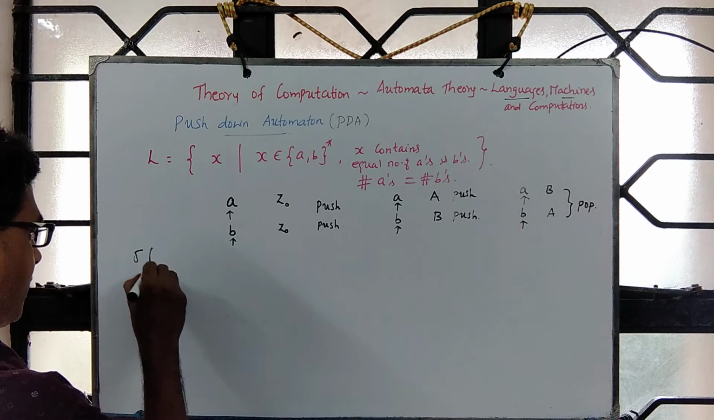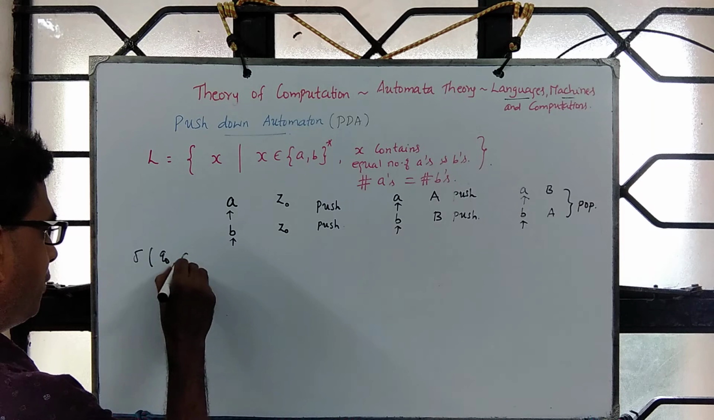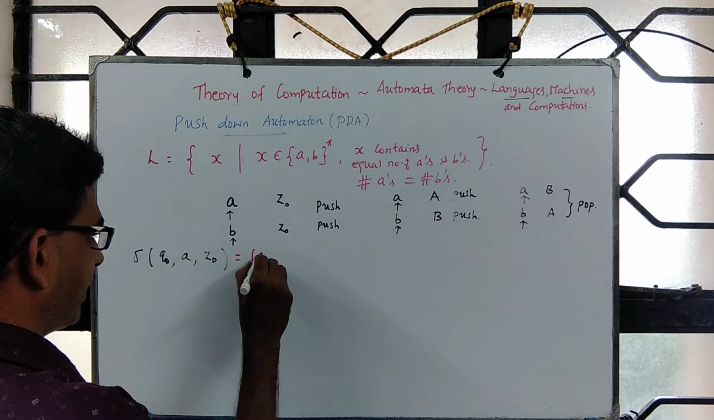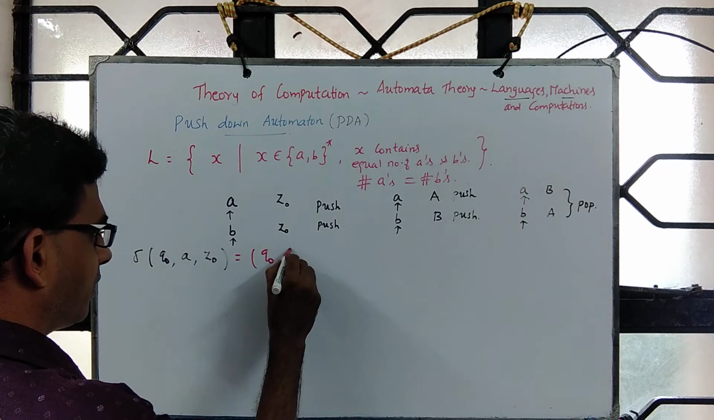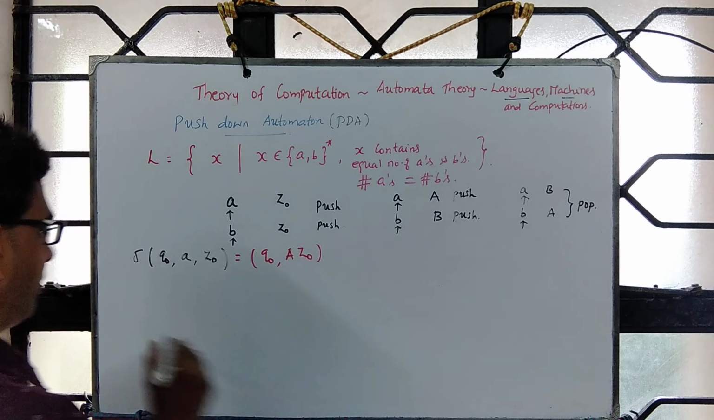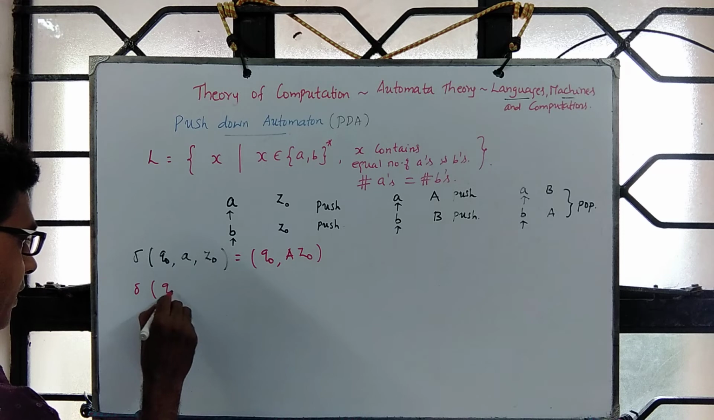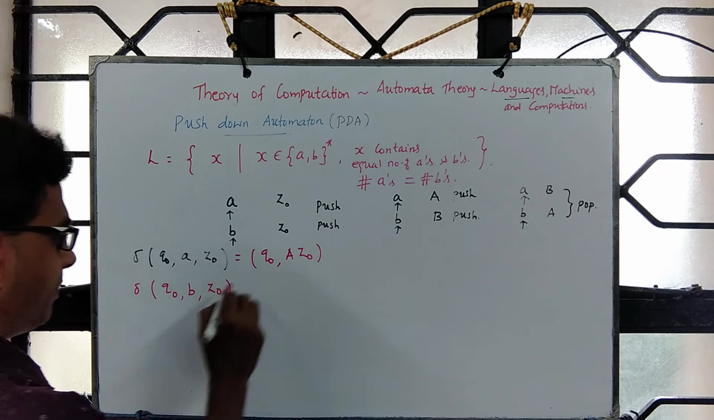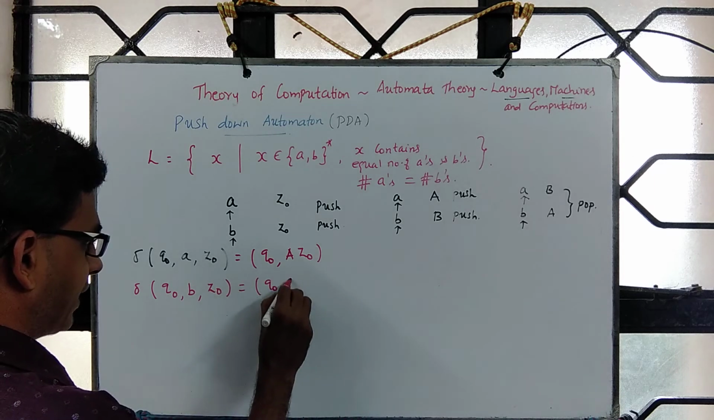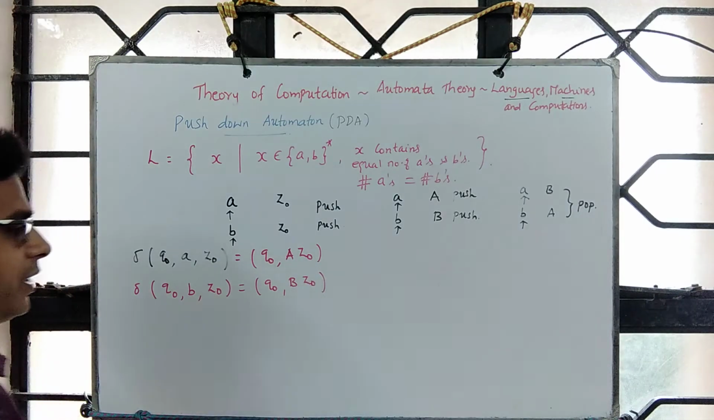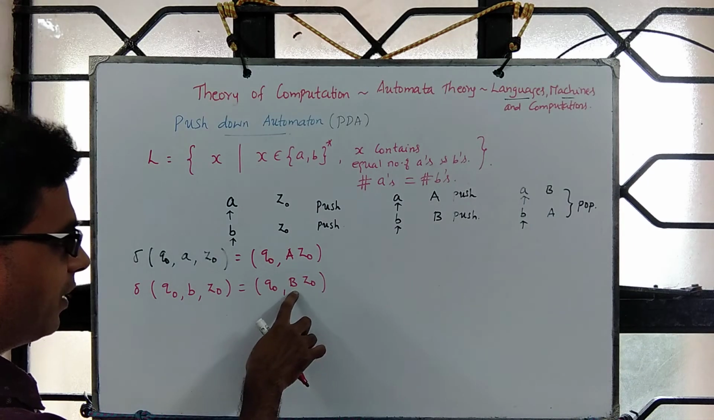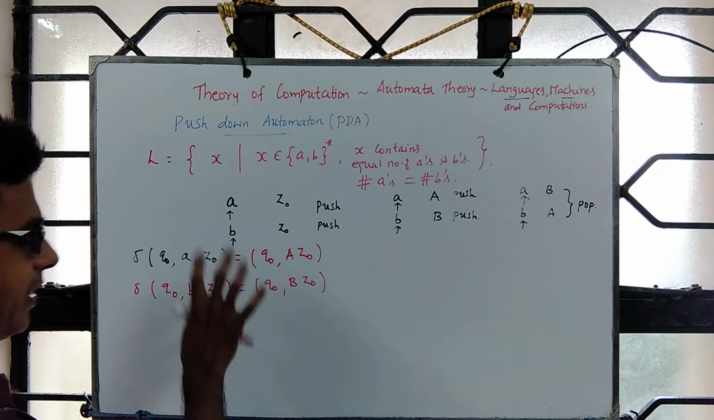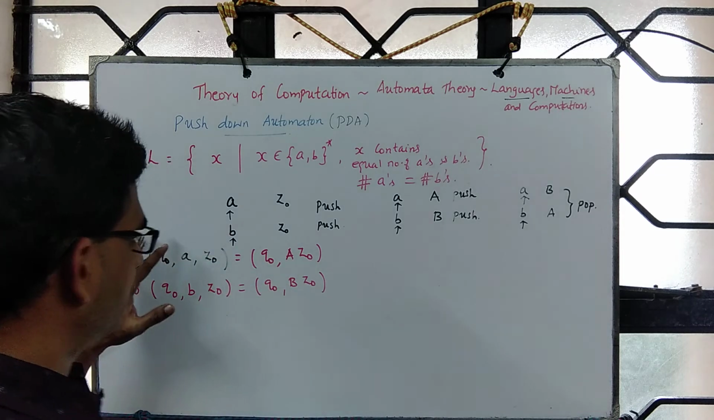So delta of Q0, input symbol A and top symbol Z0: in this case, we say Q0, perform push, it becomes A Z0. So delta of Q0, input symbol B and top of the stack Z0, we say push B, in the sense that through this symbol we remember that we have read a small b before. Through the other symbol we remember that we have read A before. So we don't explicitly store the count.